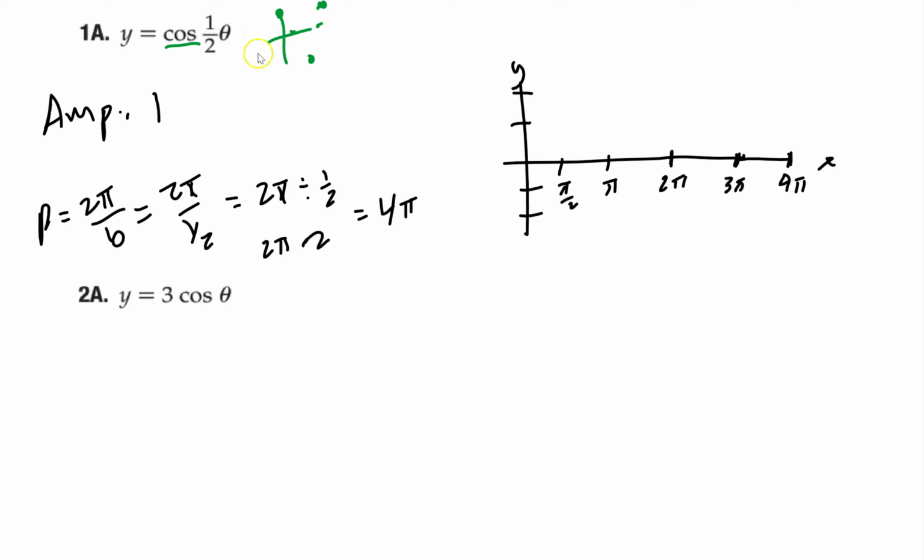So if I was doing this one, I'm going to start at 1, because that's my amp. At the end of my period, that's how long it takes me to finish. It's going to be 4 pi, so that's where I'm going to end. Halfway in between, which would be about 2 pi, would be my lowest, which in this case is negative 1.